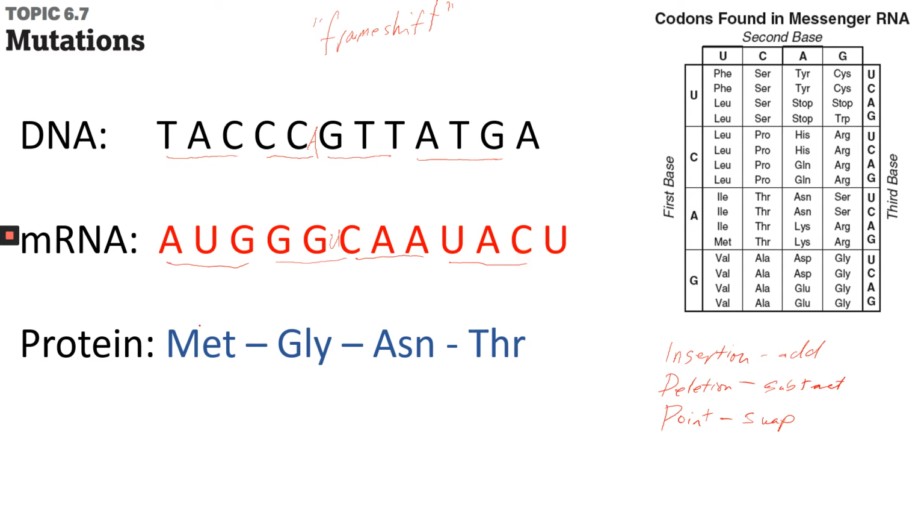So how's that going to affect everything? Well, AUG, that's still the same, MET. What about GGU over here? GGU, that's going to be glycine. That's going to be the same, right? However, what happens after this? Let's look at what happens after this. CAA, GLN. So this is going to be GLN. And what about UAC here? UAC. This is going to be TYR, right? So that's the result of the insertion of a base, right?